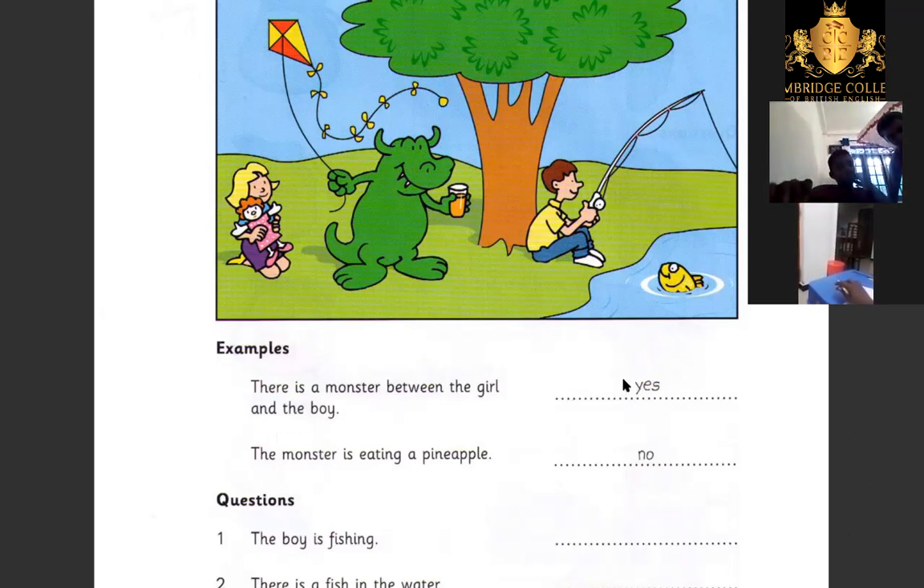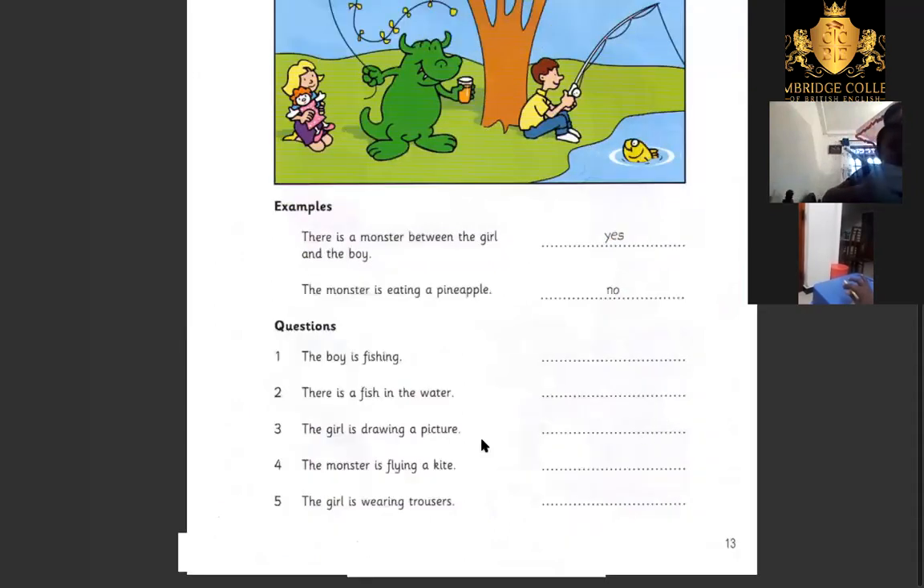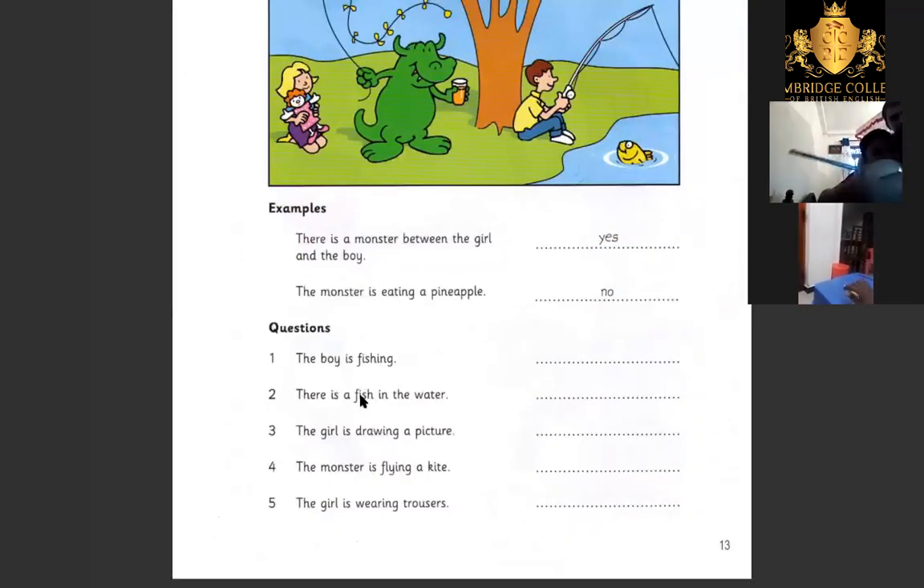That is yes. The monster is eating a pineapple. Is that no monster? Yes. No, that is not eating a pineapple. So answer is no. So that means they have already given the no for you. Now we are going to write these sentences inside, sorry, in your book.